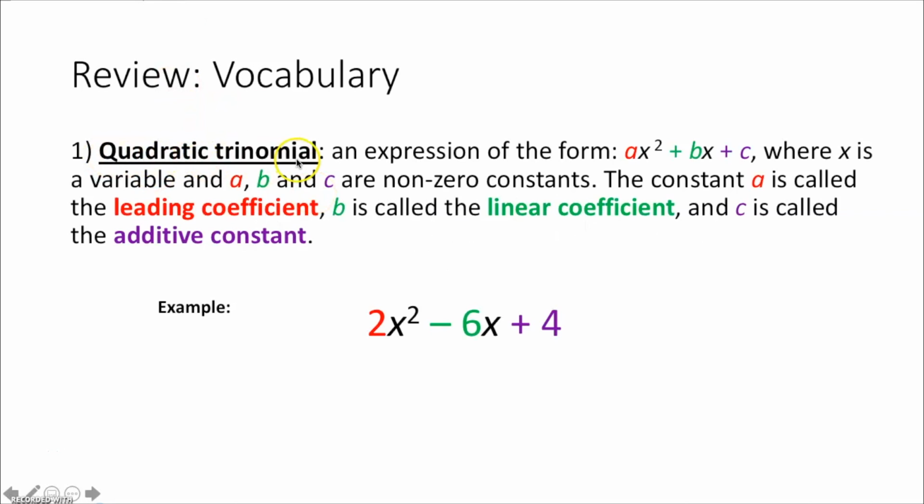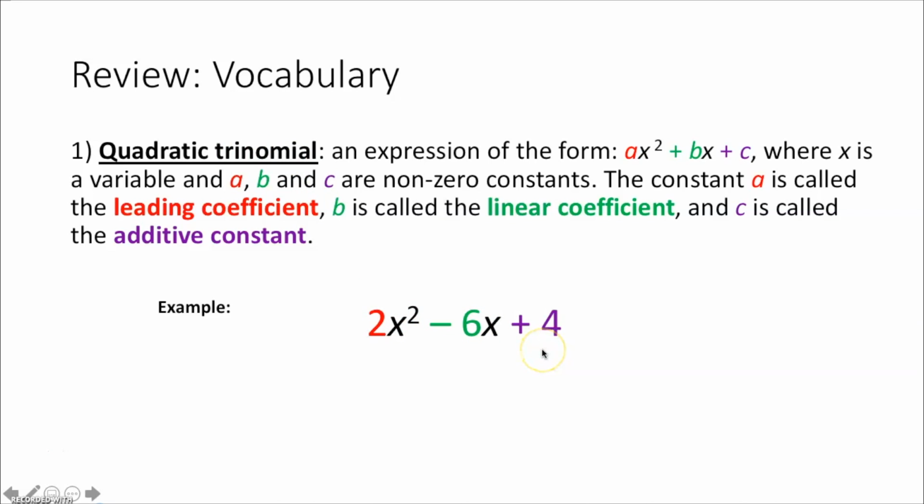First thing we're going to do is review some vocabulary. A quadratic trinomial is an expression of the form ax squared plus bx plus c, where x is a variable and a, b, and c are non-zero constants. The constant a is called the leading coefficient, b is the linear coefficient, and c is the additive constant. The only one I want you to make sure you know is the leading coefficient, the number in front of your x squared. That's your leading coefficient in a quadratic trinomial. And again, quadratic because it's degree 2, and trinomial because it has 3 terms.